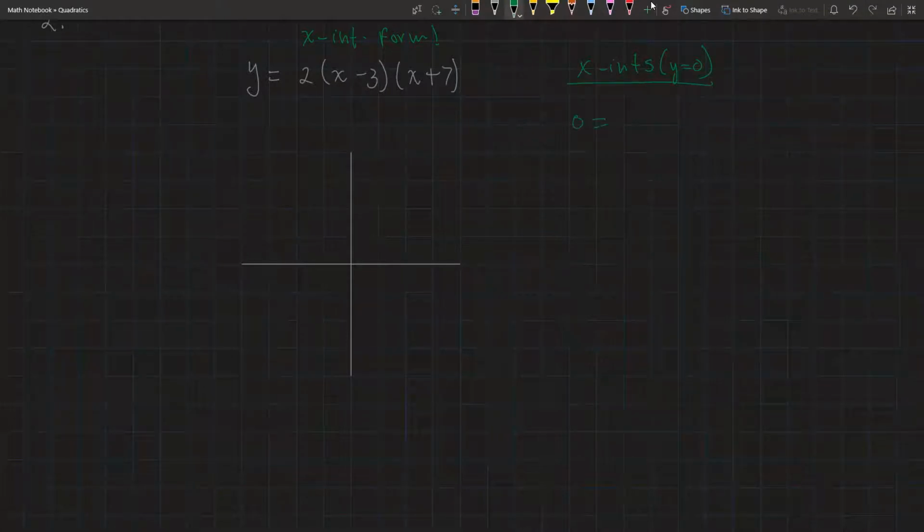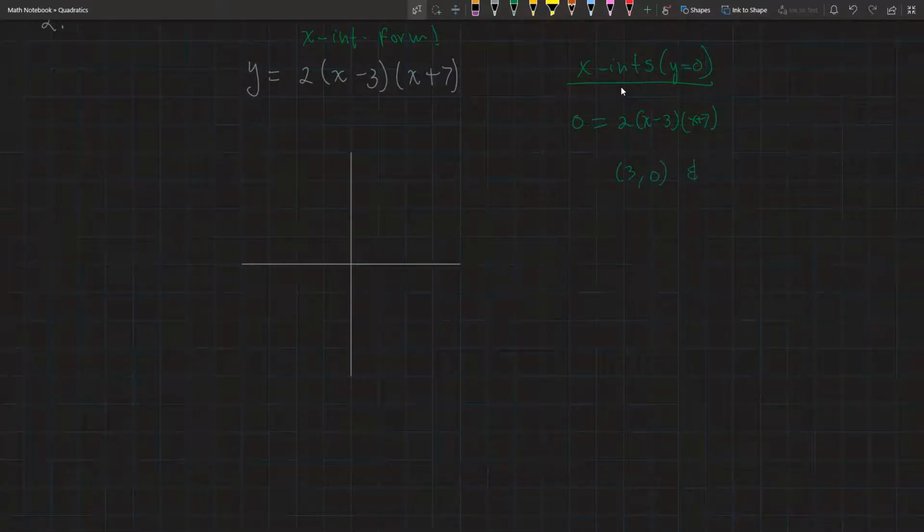That means that 0 equals 2 times something times something. X minus 3 is the first one. X plus 7 is the next. And the idea is, what makes 2 equal to 0? 2 could never equal 0, but can the next factor, x minus 3, be equal to 0? That's when x equals 3. The y value is 0.